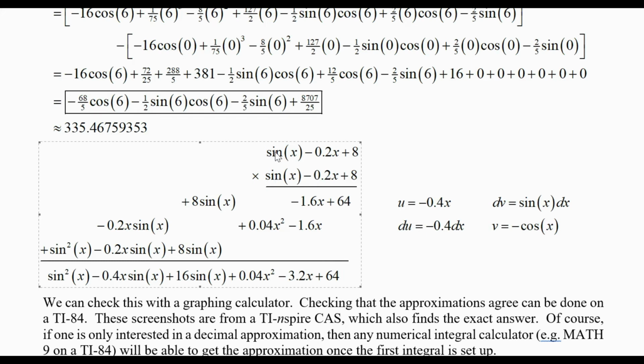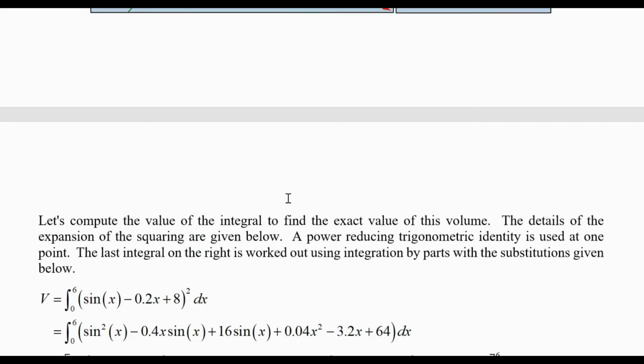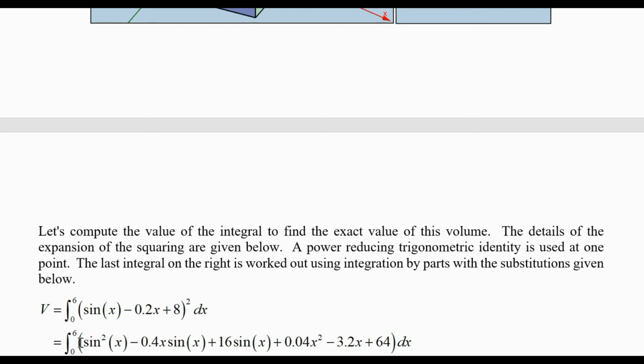And then we have negative 0.2x times the sine x out here. Then sine x times 8 is 8 sine x, which I lined up under the other sine x term there. Multiplying these together, we get an x sine x term with, again, the coefficient negative 0.2. And sine x times sine x is sine squared of x. Now I've lined up the three places where we had like terms, and I can add those up. So we get sine squared of x. Add these up, we get negative 0.4x sine x. Here we get 16 sine x. Here we get 0.04x squared, negative 3.2x, and 64 all added together. And so that was our first step, to replace that square of 3 terms with these 6 terms here.